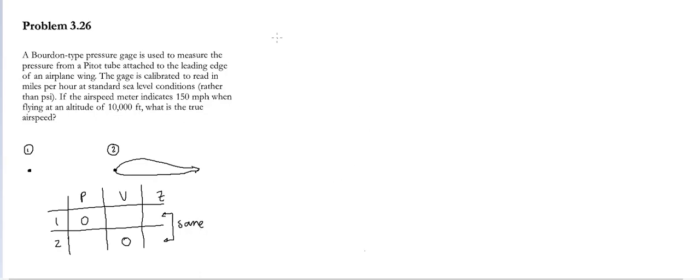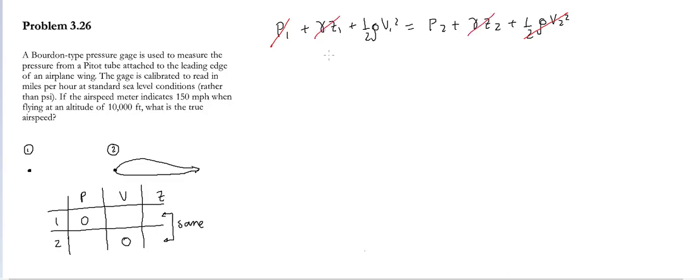So now let's write the Bernoulli equation relating those two points. P1 plus gamma Z1 plus 1/2 rho V1 squared is equal to P2 plus gamma Z2 plus 1/2 rho V2 squared. Now we cancel the information that we have. P1 is 0, V2 is equal to 0, and because the elevations are the same, those terms cancel. So we find that the pressure at point 2 is equal to 1/2 rho V1 squared.